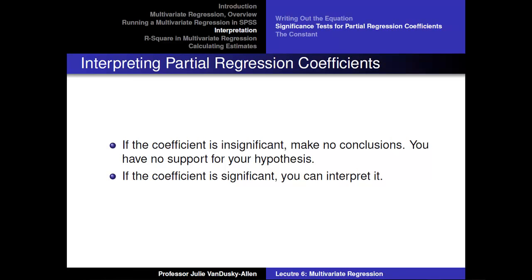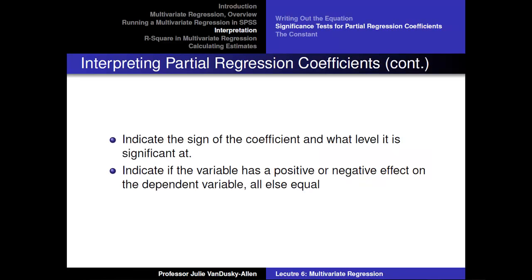If a coefficient B hat is insignificant, you cannot make any conclusions. You do not have support for your hypothesis. If the coefficient is significant, then you can interpret it. You start by indicating what level the coefficient is significant at. You indicate if the variable has a positive or negative effect on the dependent variable, all else equal. All else equal is just a very concise way of saying that you have taken into account the effect of other independent variables in your model, and even after doing that, this independent variable seems to have a statistical impact on your dependent variable.